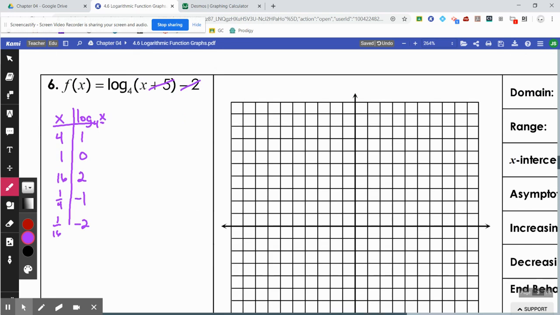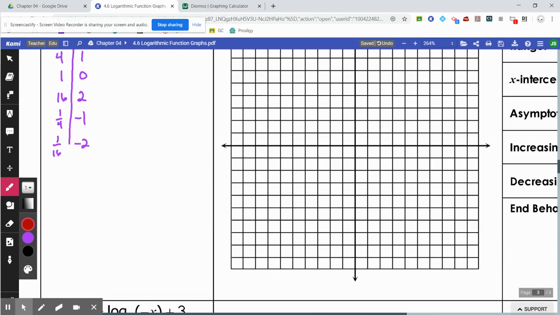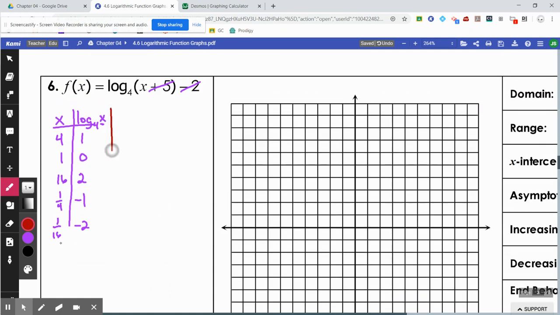It's that graph that's been shifted. So what I'm going to do is add a new column in my t-table. And we are going to graph log base 4 of (x plus 5) and then minus 2, and that's going to be a new x and y. This plus 5 right here is going to shift our whole graph left 5 units. So all my x values are going to move left 5. So here are your new x values.